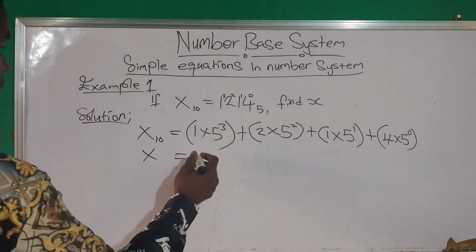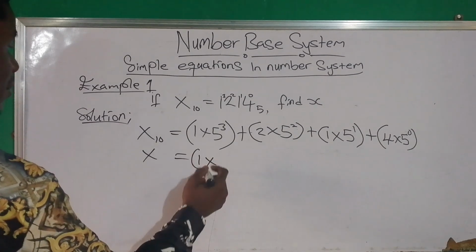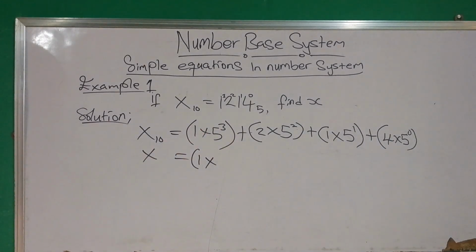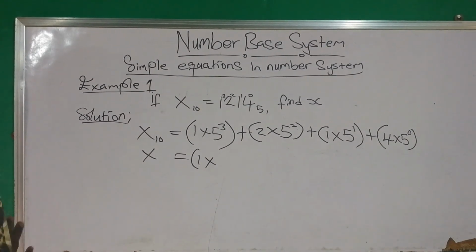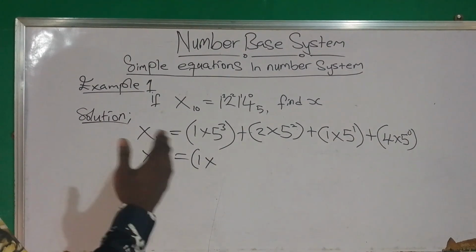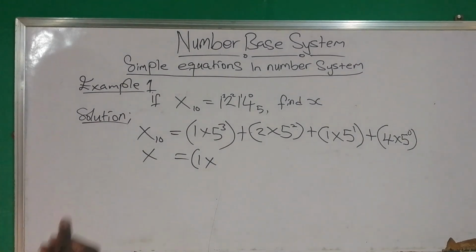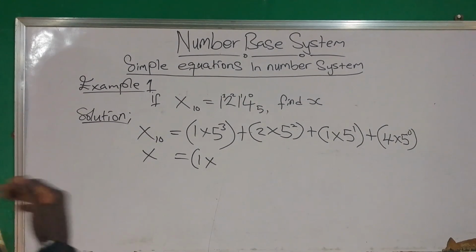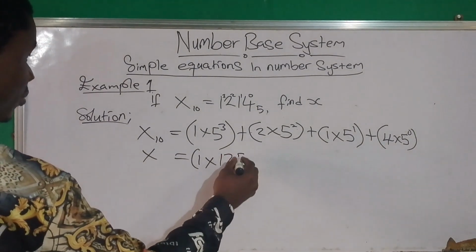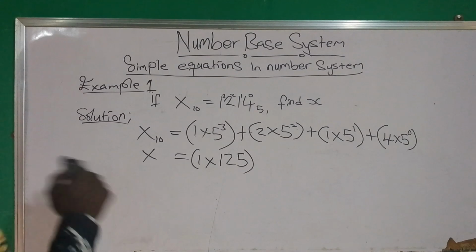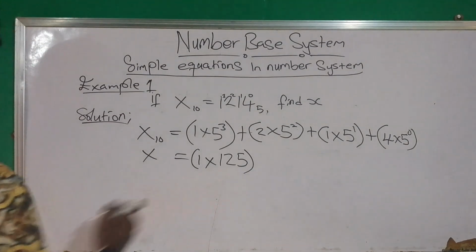x, which is in base 10, equals 1 times 5 raised to the power 3. Now 5 raised to the power 3 is not 5 times 3. 5 times 3 will give you 15. 5 raised to the power 3 is different from 5 times 3. What 5 raised to the power 3 means is 5 times 5 times 5. That is 5 multiplying itself 3 times. So that will give us 125, because 5 times 5 is 25, and 25 times 5 is 125.